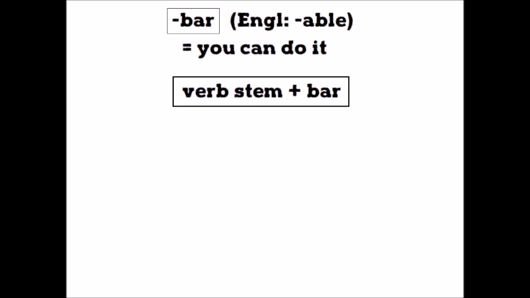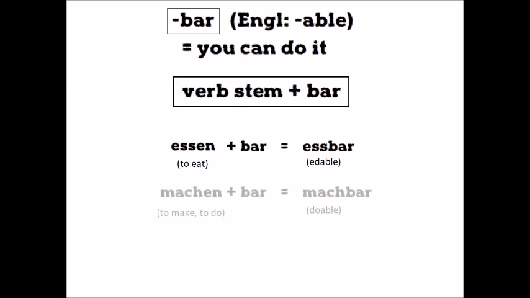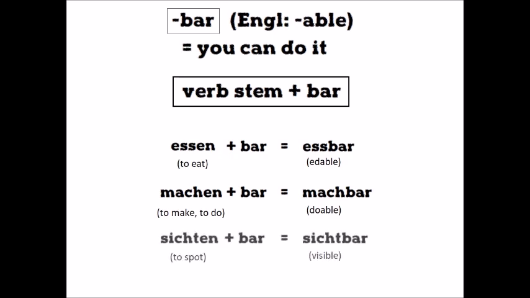The first one is bar, which you can add to verb stems. It is the same as the English able, and it means that you can do that. For example, essen, to eat, essbar, edible, machen, to make, to do, machbar, doable, sichten, to spot, sichtbar, visible.